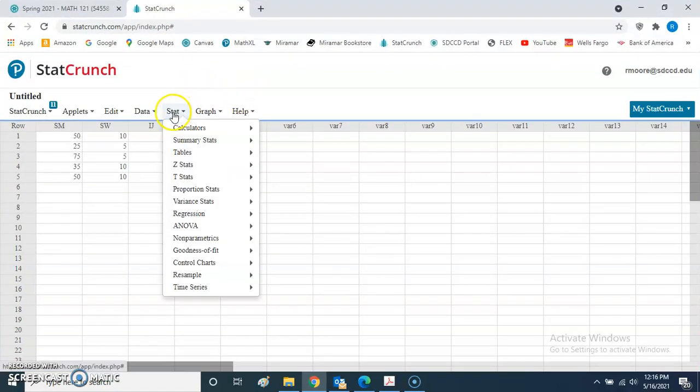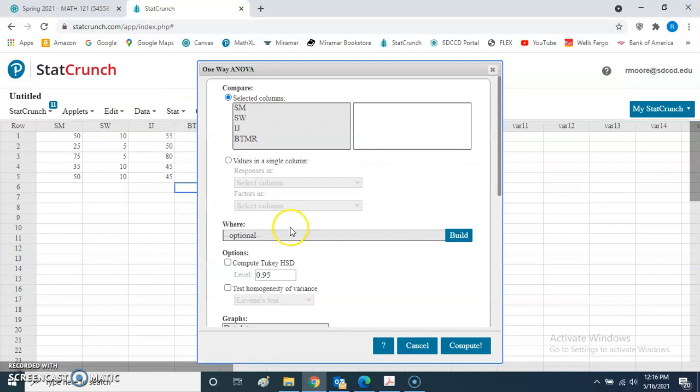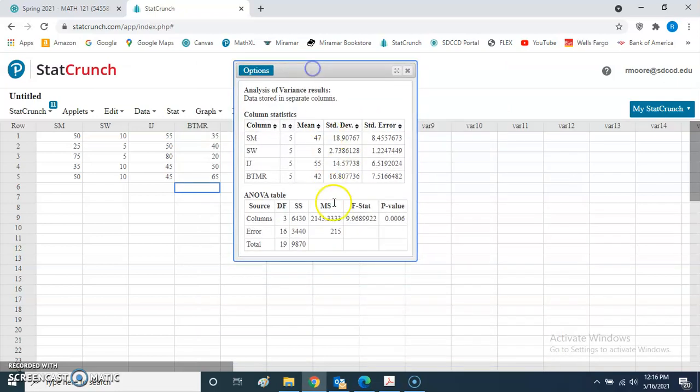Again, same thing, go to Stat, ANOVA, One Way. Make sure to select all 4 of those. Compute, and there you go. Get all that data there, get your mean squares, get your sum of squares, but of course what we want is that F-stat, 9.97 when you round, and the p-value, 0.0006. There you are. Okay. That's it.